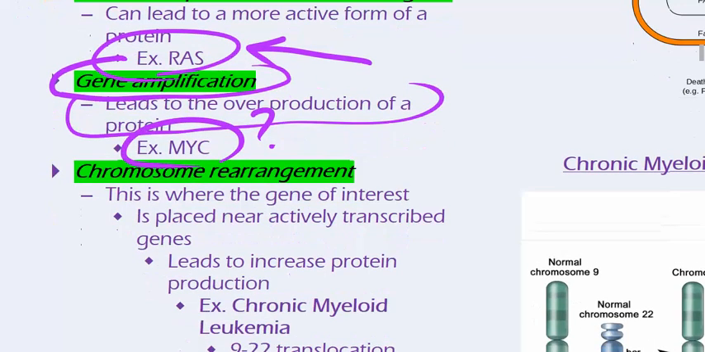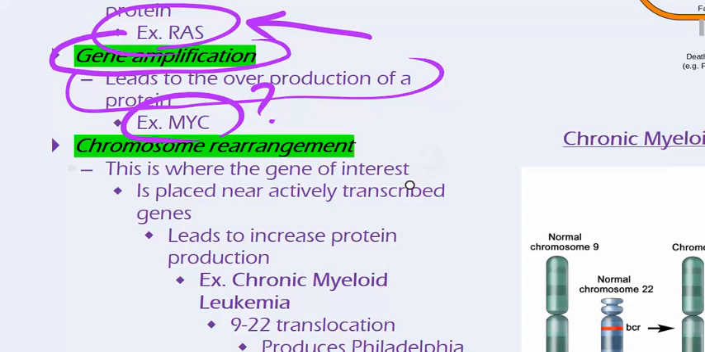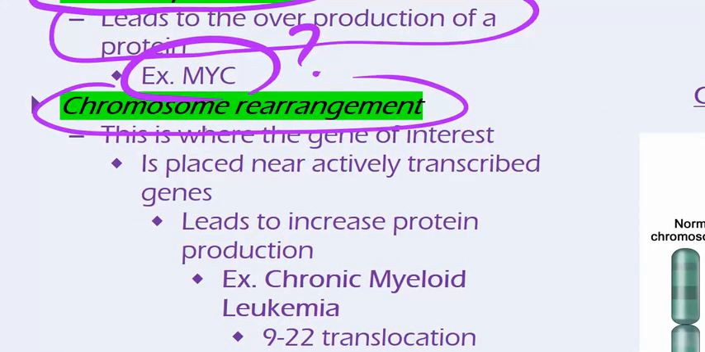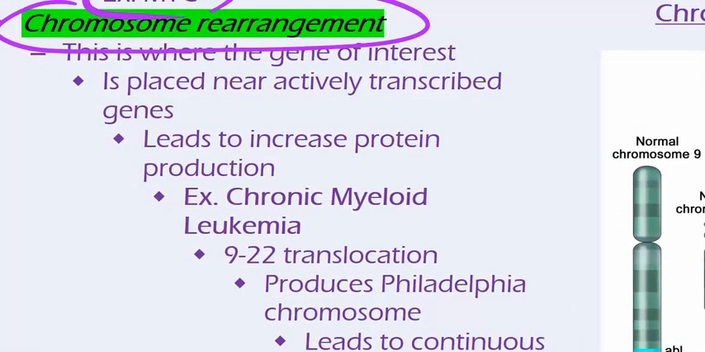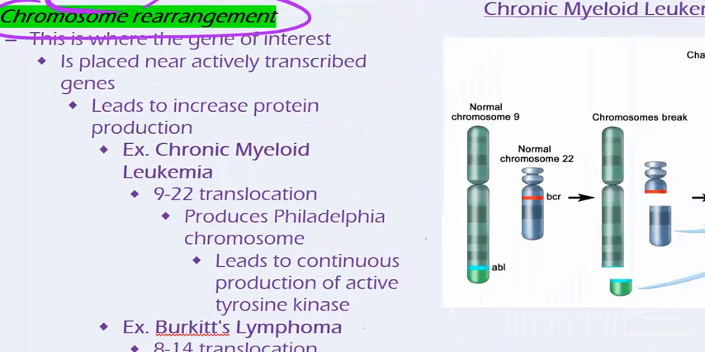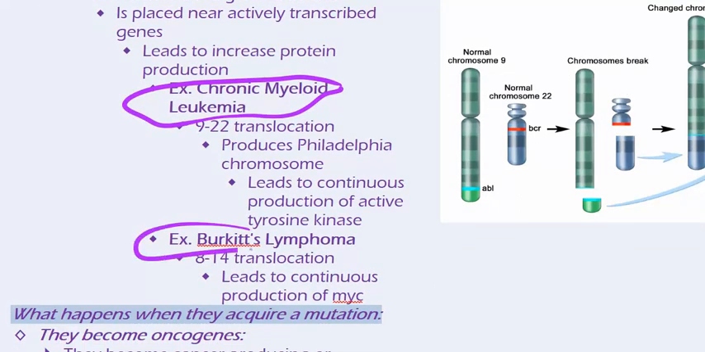Okay, so we can get point mutation, gene amplification, or a chromosomal rearrangement. The essential idea with chromosomal rearrangement is that you're taking genetic information that is not readily produced and putting it next to genetic information that is normally constitutively produced, like it's always being produced. The two cases that were pointed out are chronic myeloid leukemia and Burkitt's lymphoma.